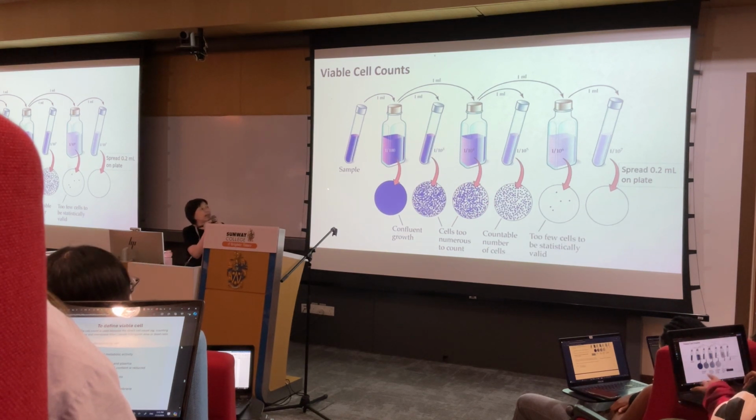Now, this is another way which I think you're going to perform later in your practical class. This is another way of viable cell count. You really count the number. How are you going to count the number? First of all, you will be given a sample, a sample with unknown number of bacteria. So your objective is to count the number of bacteria inside this original sample.